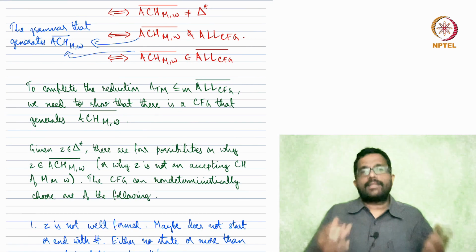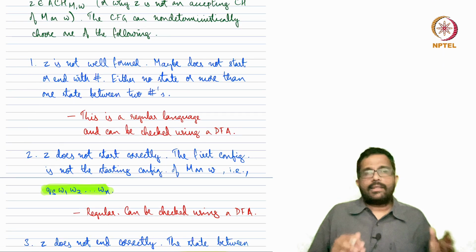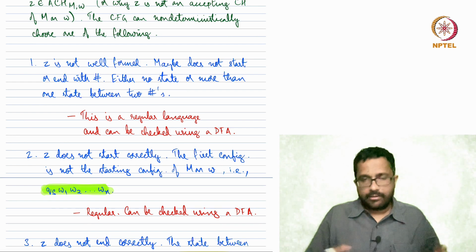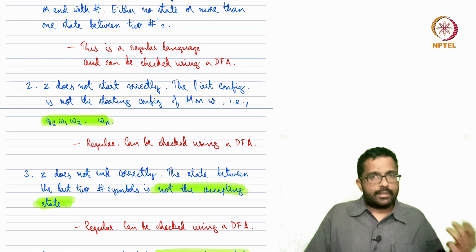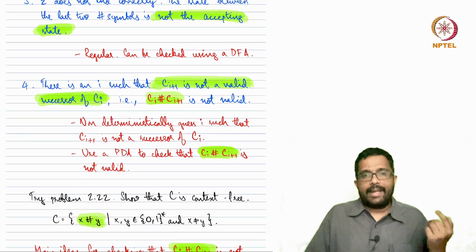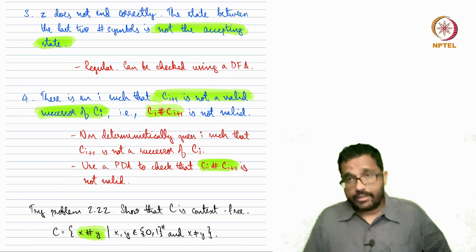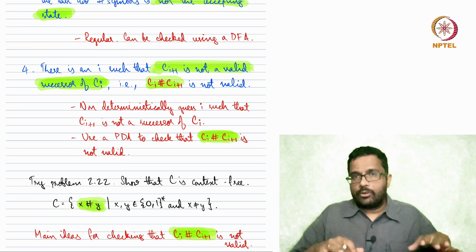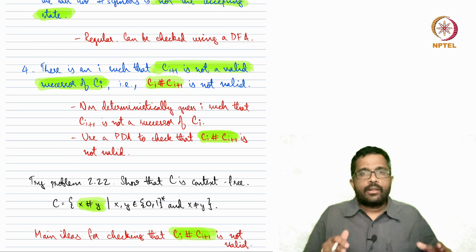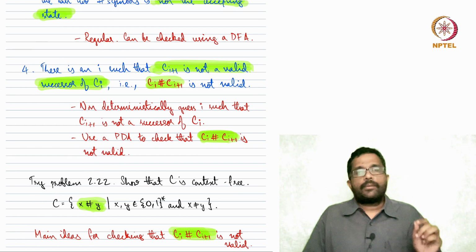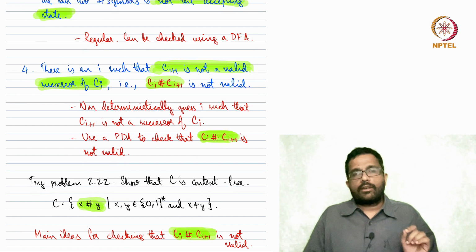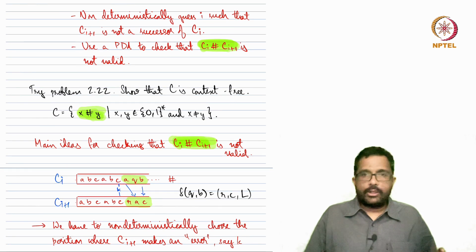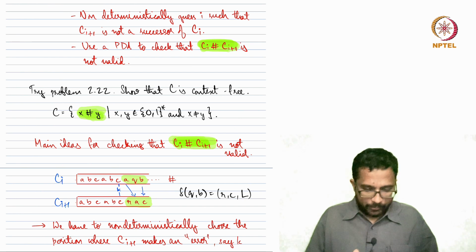And now, how do you build such a grammar? There are four possibilities. The first one is that we want to generate ill-formed strings, which are not a configuration. Second, it does not start correctly. Third, it does not end correctly, meaning the last configuration is not an accepting configuration. The final one required some work, and for that too we just gave the high level overview and not the entire proof: that there is some i for which C(i+1), the (i+1)th configuration, is not a valid successor of Ci, and we said that we can do it by using a PDA.